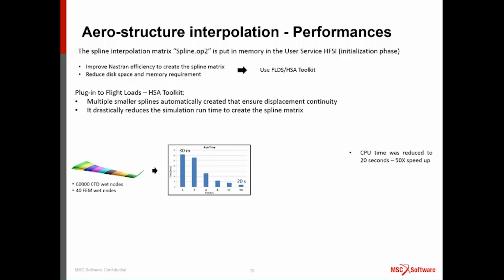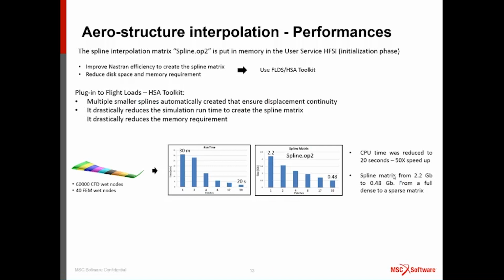For the model that I've just shared, we have about 60,000 CFD wetted nodes and 40 FEM structural nodes. By employing the HSA toolkit that, as I already said, is a plugin to Tetra, we can reduce the time needed to create a spline from 30 minutes to something like 20 seconds. And the other important aspect is the space required to store this matrix: its size goes from 2.2 gigabytes to less than half a gigabyte. So this is really important.